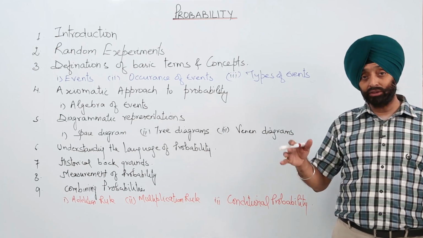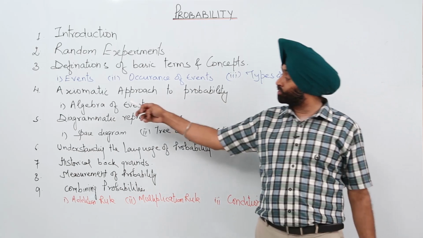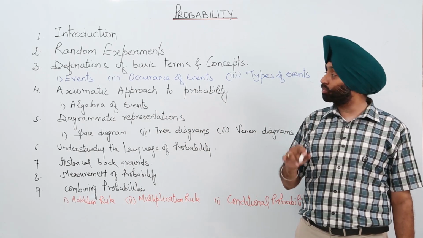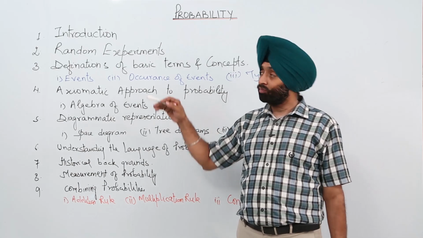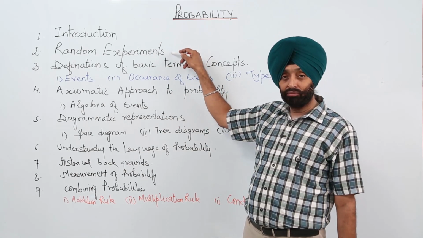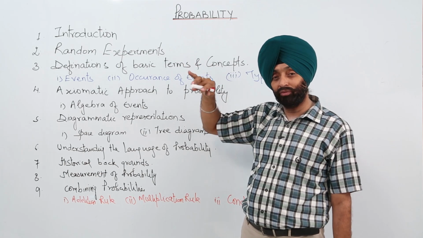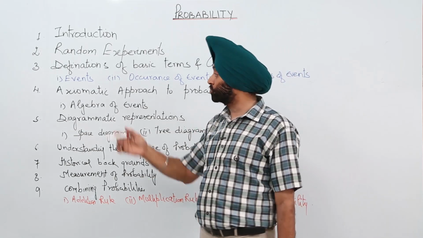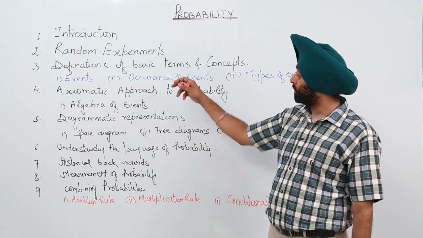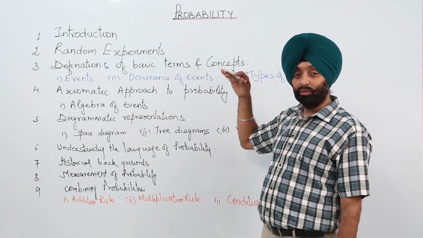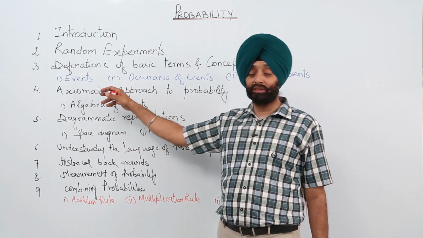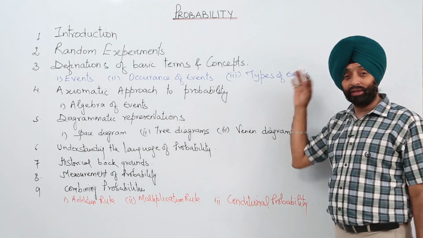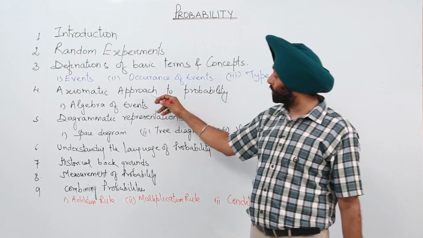Now in this class, we are on the axiomatic approach to probability. In this topic, what are we going to cover? We are going to cover random experiments. For this class, we should be aware of some basic concepts, some terms which we are going to use. So we are going to use, with random experiments, definitions of some basic terms. In the basic terms, we are going to cover what events are, occurrence of events, and different types of events. Then the axiomatic approach to probability.